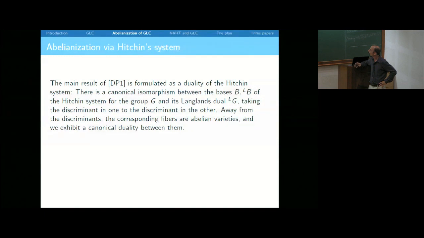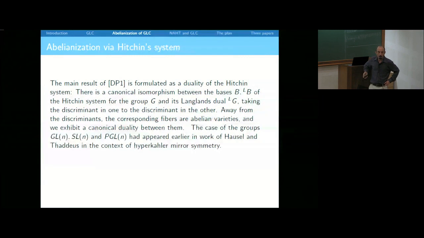Taking the discriminant in one to the other. Away from the discriminant, I have honest smooth spectral covers, so I have honest Jacobians and Pryms, and these are going to be abelian varieties. So what we do is we exhibit a canonical duality between those fibers.